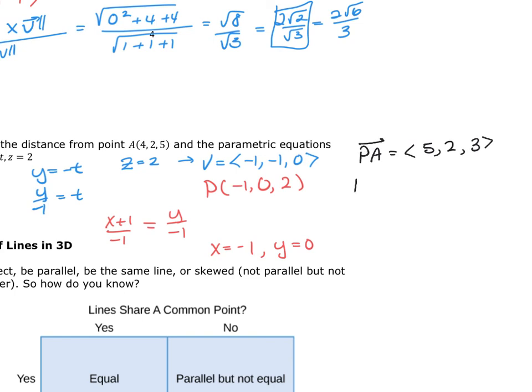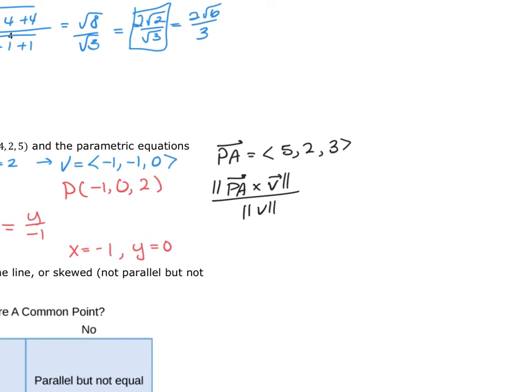I have to find the cross product, PA crossed with V, and then I also have to find the magnitude of that. And then I have to find the magnitude of V. So I would find the vector PA crossed with V.